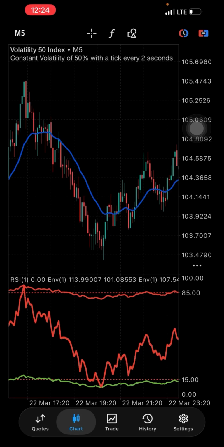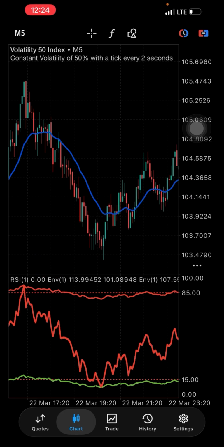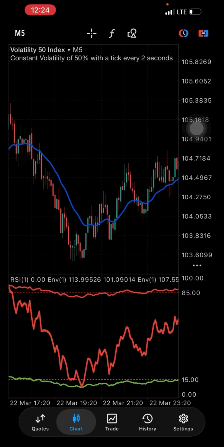So in today's video, I'll be sharing with you guys a volatility index strategy that you can use to scalp on the VIX 50 market. Okay, so without wasting much of our time, I'll first of all share with you the indicator setup for this powerful strategy, and then after that I'll be showing you how to take your entry and exit. Okay, it's a scalping strategy. You can use it on the volatility 50 index, and you can use it on any other volatility index market you want. It works on all the volatility index markets.